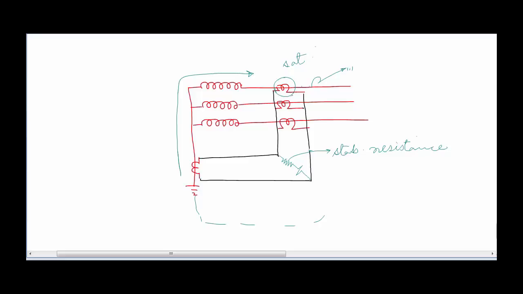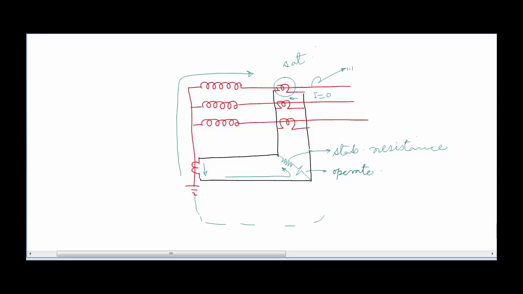Due to the saturation of this particular CT, we know that it is not going to show the proper reflection of its primary current on the secondary side of the CT. So if we consider that the current flowing on this side of the CT was, let's say, I, but this CT was not in saturated condition, then in order to balance that current, it would have a flow of current on its secondary side, but there is no flow of current on the secondary side of this CT. So it's obvious that this relay is going to operate because there is no balancing by the phase side CT current.